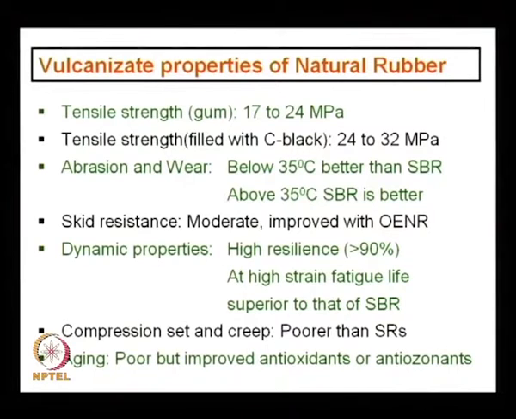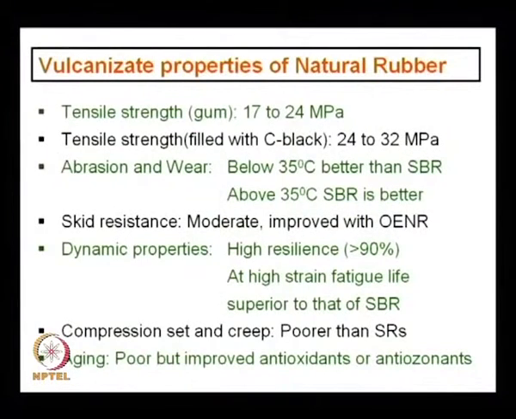Then the vulcanized properties of natural rubber. Tensile strength is given here as a range of 17 to 24. It varies from compound to compound and from rubber to rubber; it is not fixed. It may be 15 to 28, even 30. The 17 to 24 shown here is not rigid, it is variable, depending on the nature of the polymer and the nature and quantity of additives used. Tensile strength of field rubber, field vulcanized, is around 24 to 32.